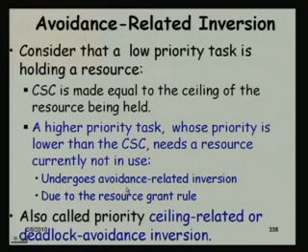occurs due to the resource grant rule. It is also called priority ceiling related or deadlock avoidance related inversion. Different terms used, but why is it called avoidance related inversion? Because this situation occurred since the task which requested a resource not being used was not allocated just to prevent deadlocks. So, this is called deadlock avoidance inversion.